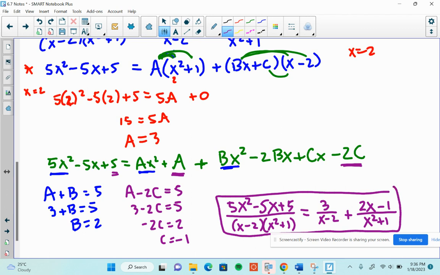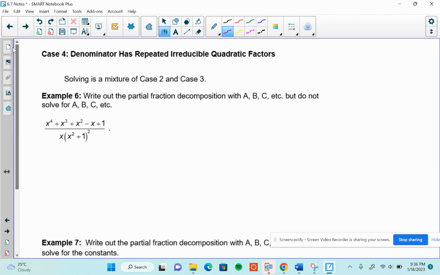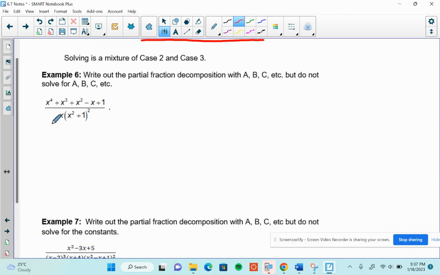Okay, next page. We're almost done. We're going to talk about what happens if the denominator has a repeated irreducible quadratic factor. In this case, solving is a mixture of case 2 and case 3. We're going to talk about how this works.